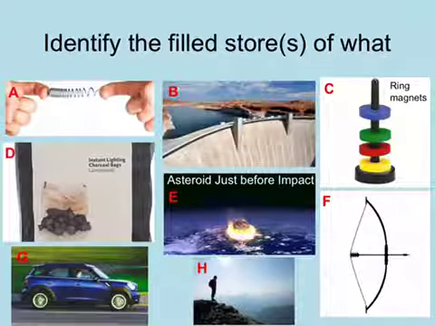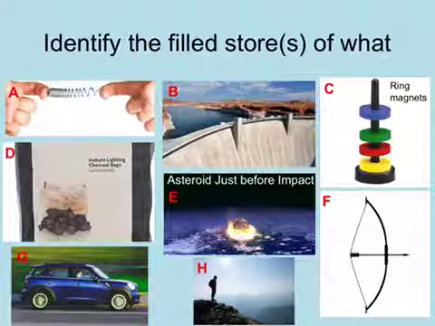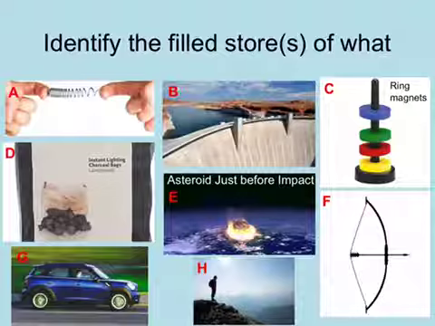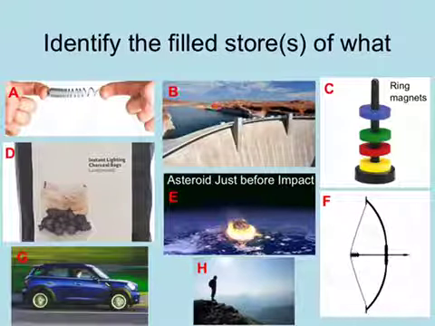Okay, so when we're talking about energy stores and how energy is shifting around, it is important that you can identify which store of which object is being filled or emptied. It's really important that you have both the store, for example, the kinetic, and the object, for example, a football. So when a football is kicked, you could say that energy has shifted into the kinetic energy store of the football.